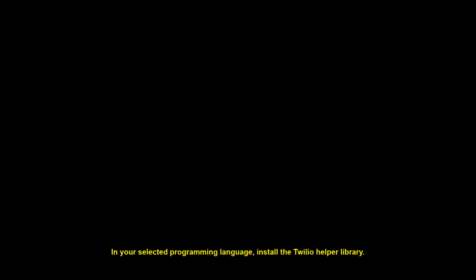In your selected programming language, install the Twilio Helper library. This library simplifies the process of sending messages via the Twilio API. Create a new script file and include the Twilio library. Set up your account credentials in your script.